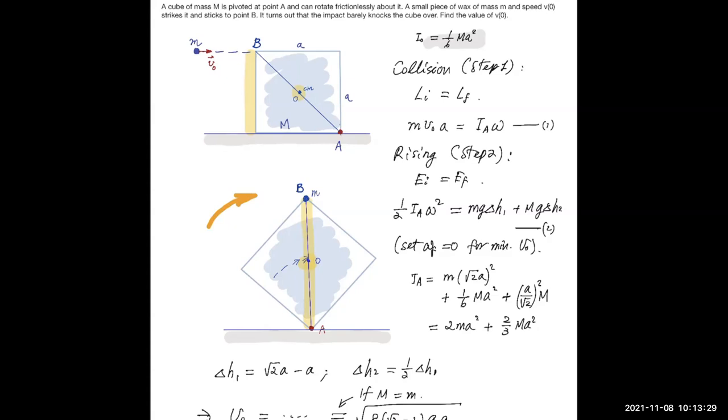And to find the minimum value of V naught, to barely knock the block over, you just want to make sure that when the line AB becomes vertical, the block loses all of its kinetic energy and stops moving. So that is a classic problem involving the conservation of angular momentum and other conservation laws combined.